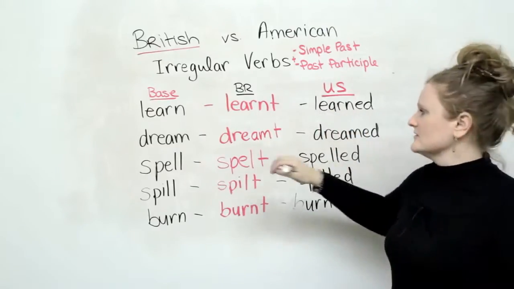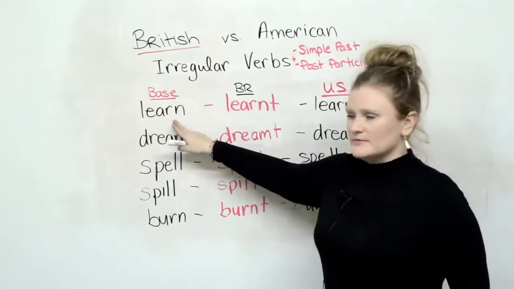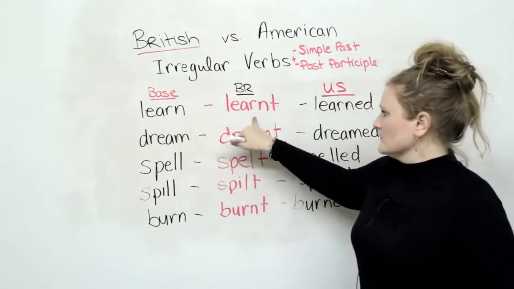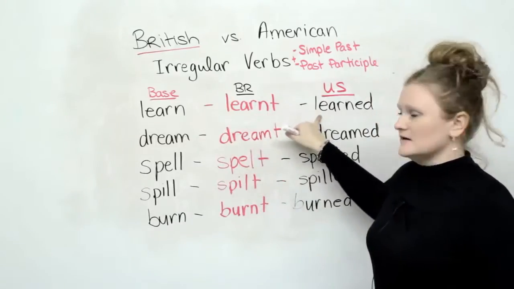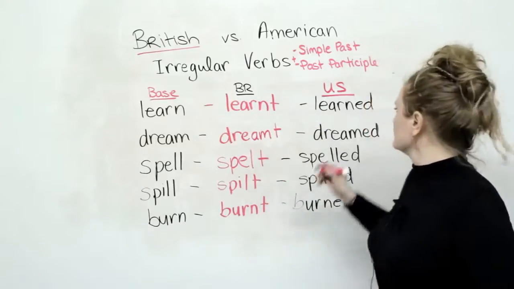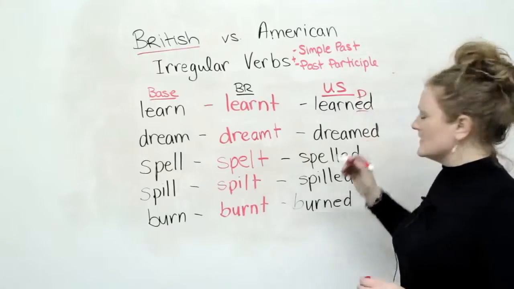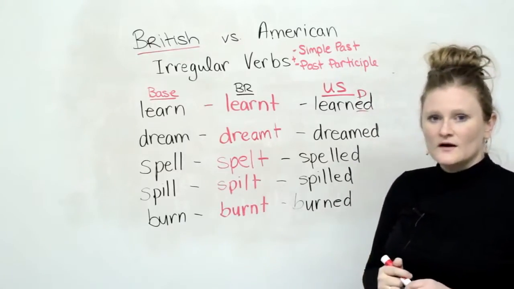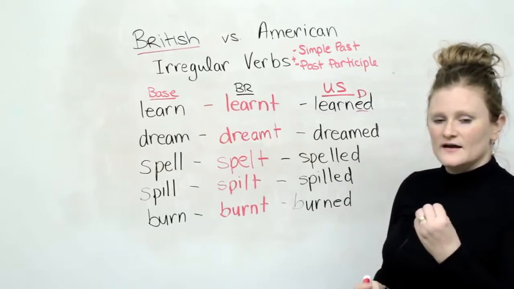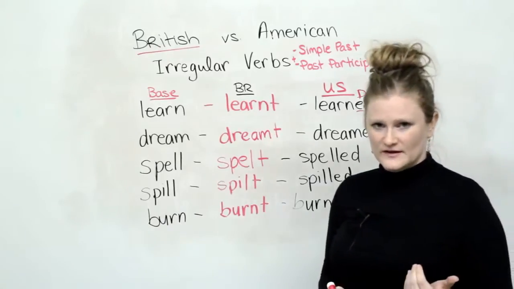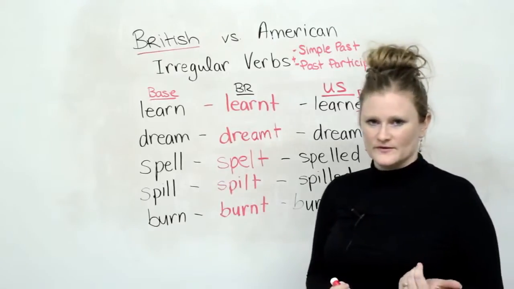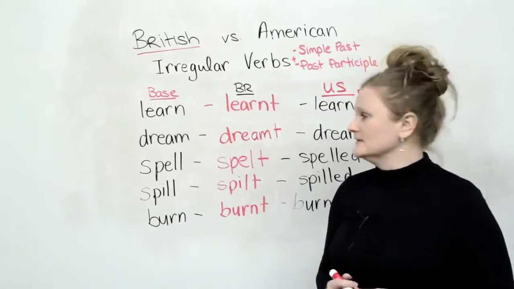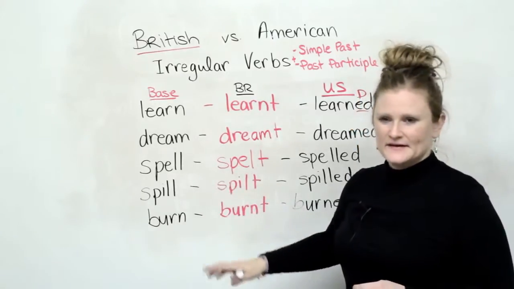So let's go through this. The base verb is learn. British English, we say learnt. And American English is learned. This is going to end in a D sound. So I would say I learnt something new today, or I can say I learned something new. Both of them are acceptable in Canada.